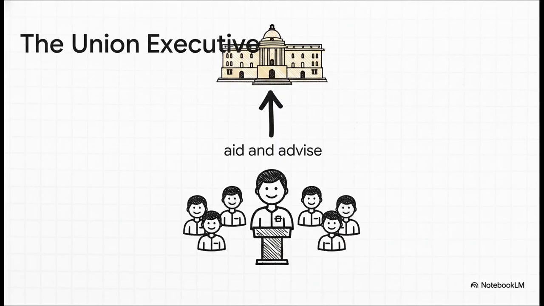But the real secret to how things work is in Article 74. It says the president must act on the aid and advice of the Council of Ministers, which is headed by the Prime Minister. So even though the president appoints the PM, it's really the Prime Minister and their cabinet who are running the show.